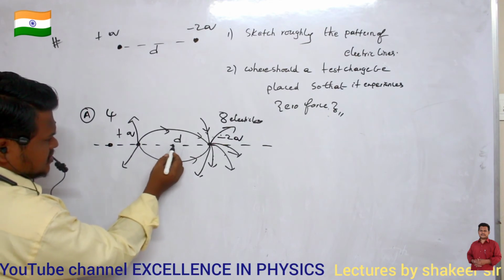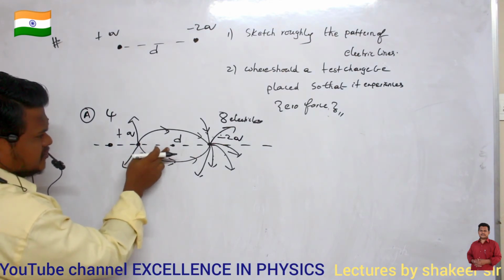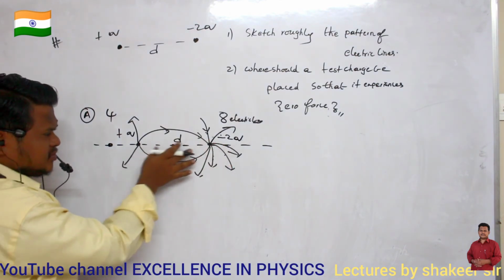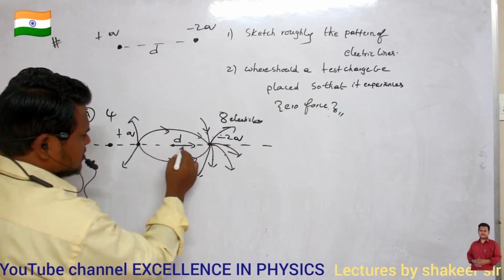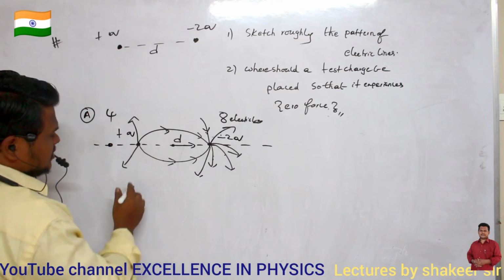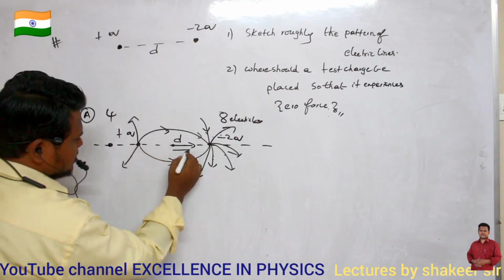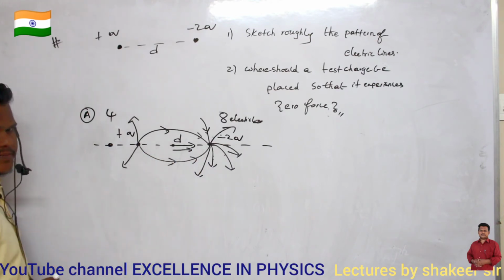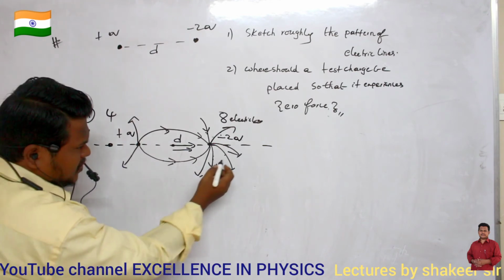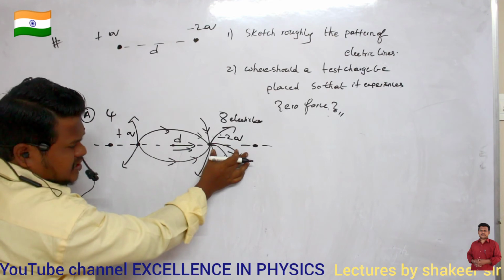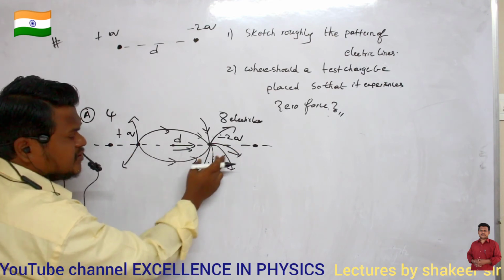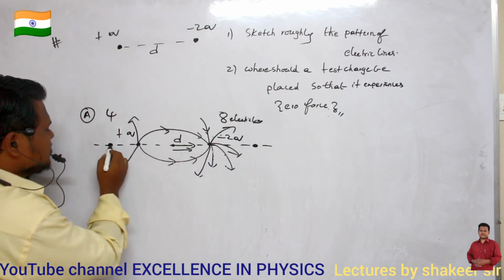If I place the test charge here, then it will be under a force of attraction as well as repulsion, both in the same direction. This negative charge will pull the test charge in this direction. Similarly, this positive charge also pushes the same test charge in the same direction. Clear? And if I place the test charge here, then what will happen? The force of attraction is greater, the force of repulsion is weaker. So definitely I have to place a charge here.